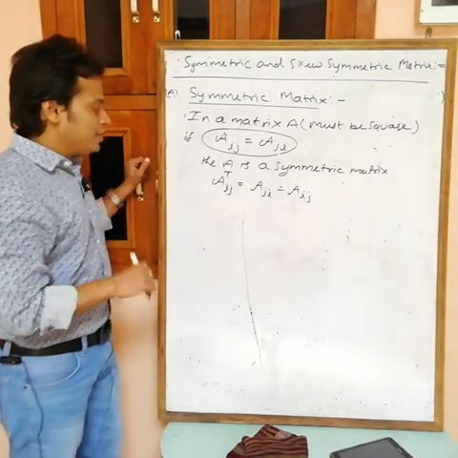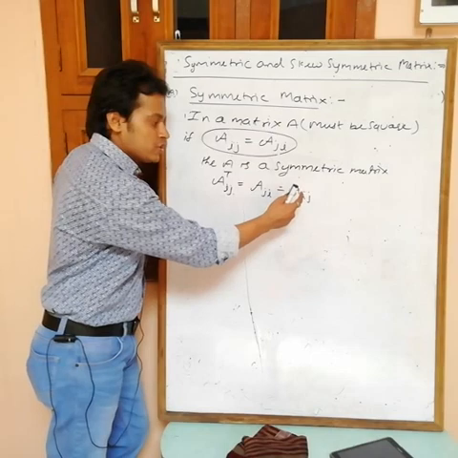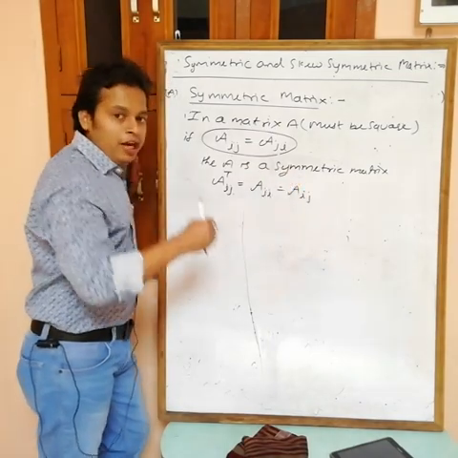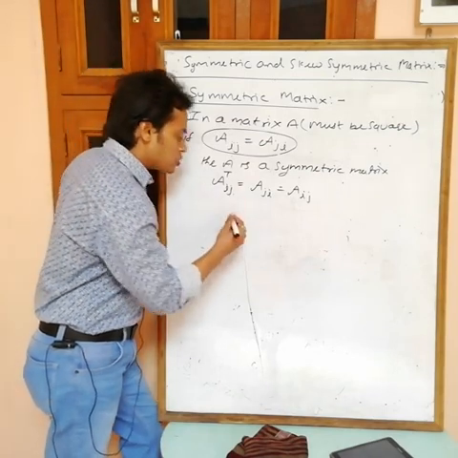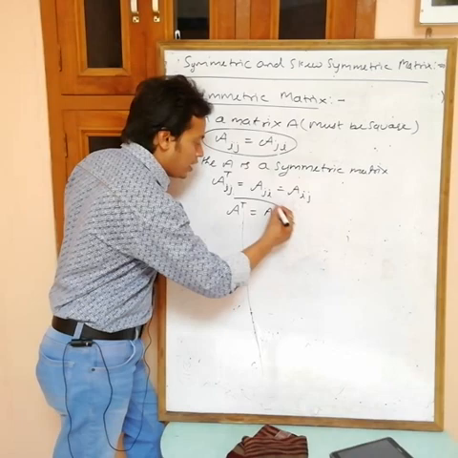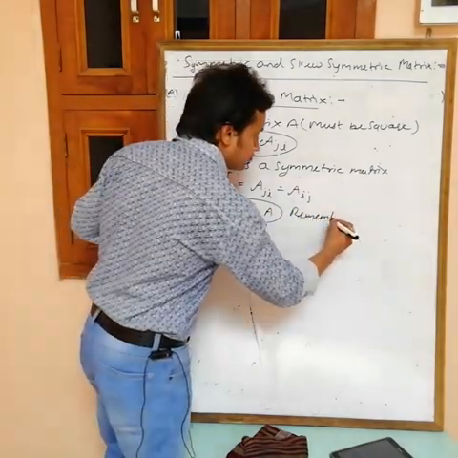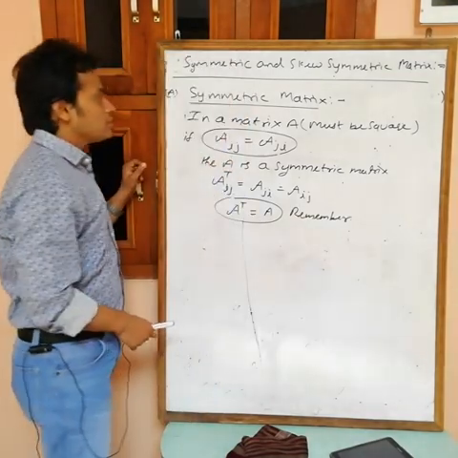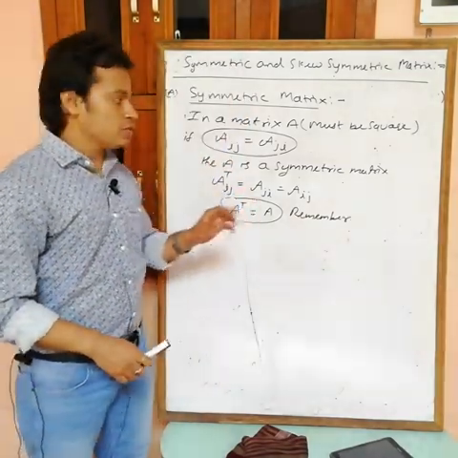Now what are we getting? We are getting that the ijth element of A transpose is equal to the ijth element of A. It means every corresponding element is the same. If every corresponding element is the same, then A transpose is equal to A. Remember, in case of a symmetric matrix, A transpose is equal to A.